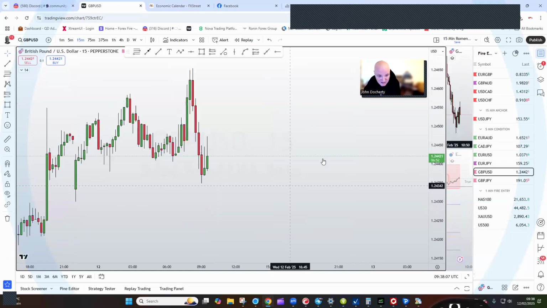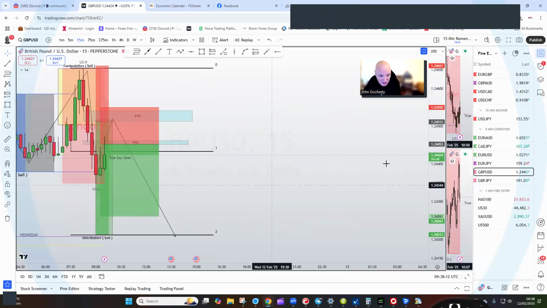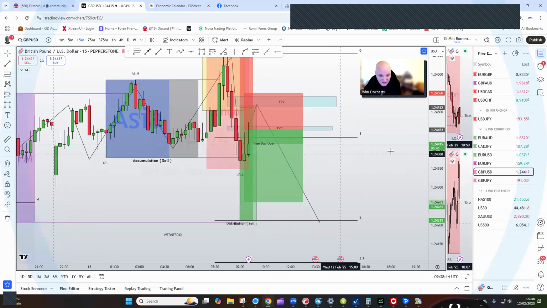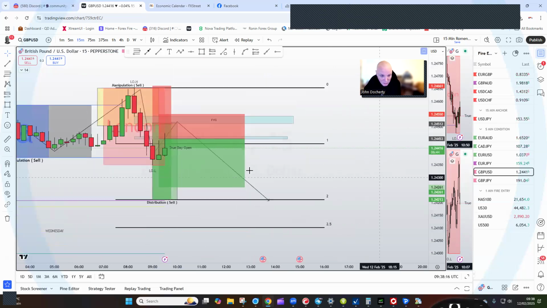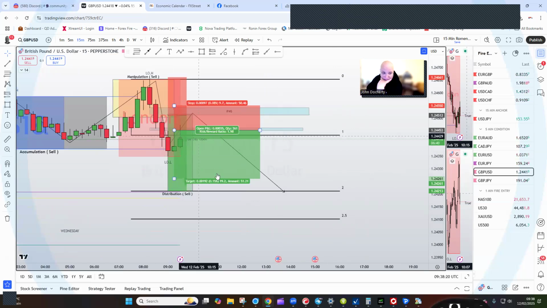The GBP USD, again, we're waiting for a tap. We've had a tap, look. We've had a tap into the FVG. This is fantastic. And we're looking for a 1 to 2. And we'll see if this is going to give the entry based upon the lower FVG.